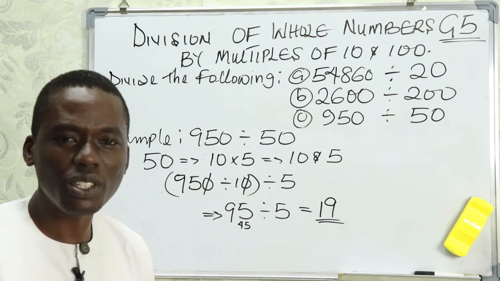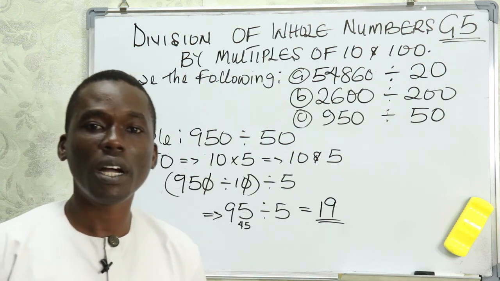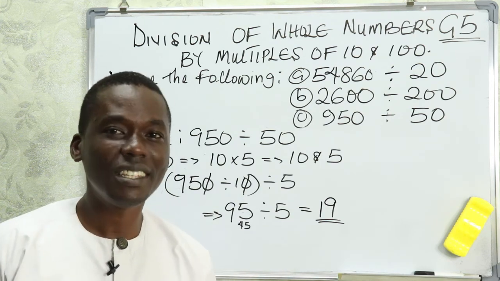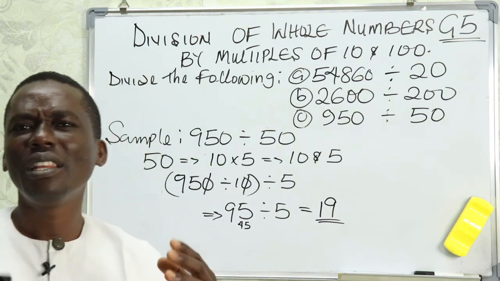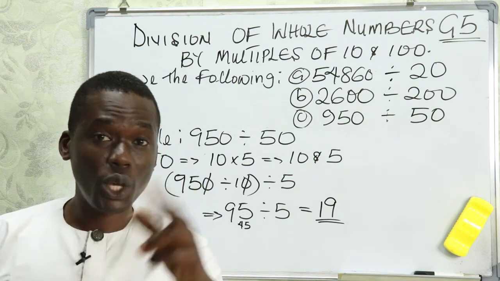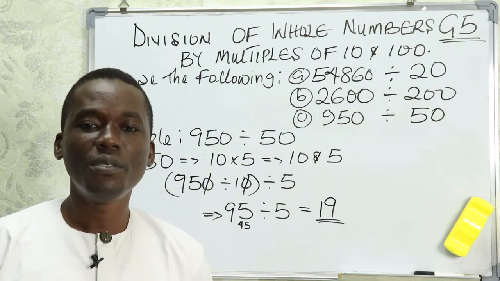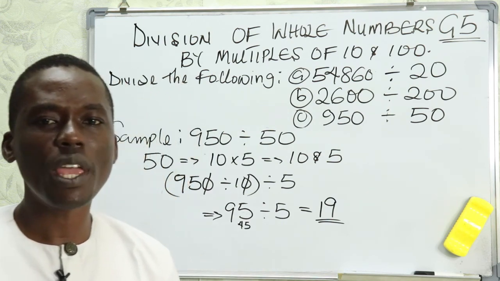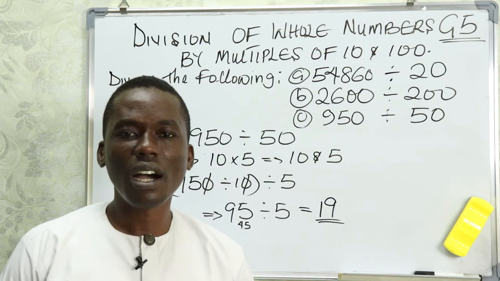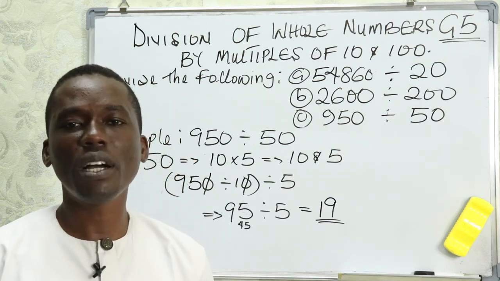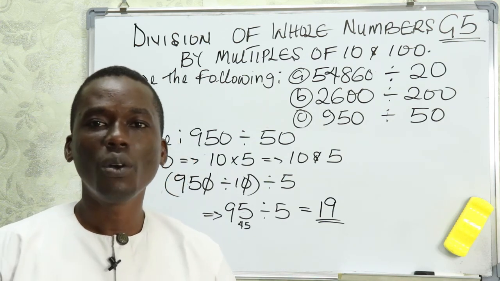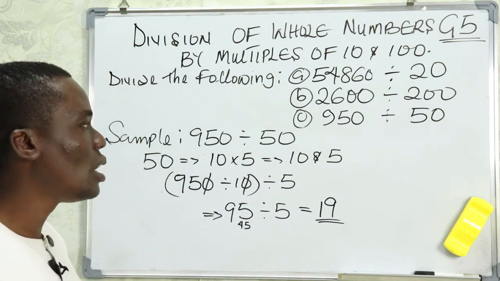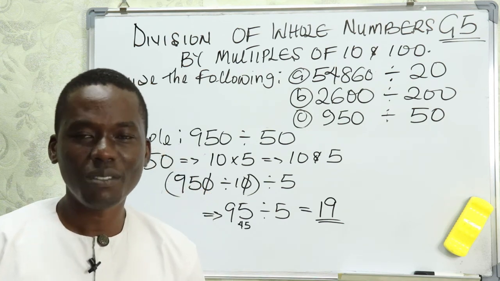So you see that this can be pretty easy. Solving questions involving the division of whole numbers by multiples of 10 and 100 can be pretty easy. Don't let anyone tell you they are too difficult. You can do them, and they're very easy. In our next video lessons, we are going to see how we can further increase our division of whole numbers by dividing numbers with remainders. Now, how can we go about dividing numbers with remainders? Don't miss that video lesson.